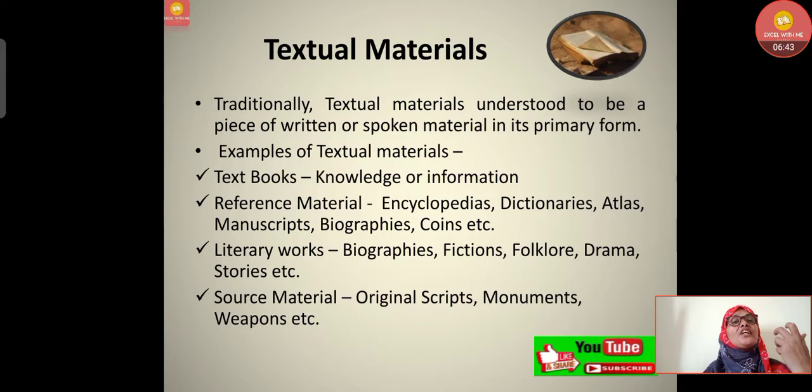The examples of textual materials are textbooks. Obviously, whatever knowledge and information the students get, they get primarily from the textbooks. And then reference materials. They will search for encyclopedia, dictionaries, atlas, manuscripts, biographies, coins also. These are also things they will understand.